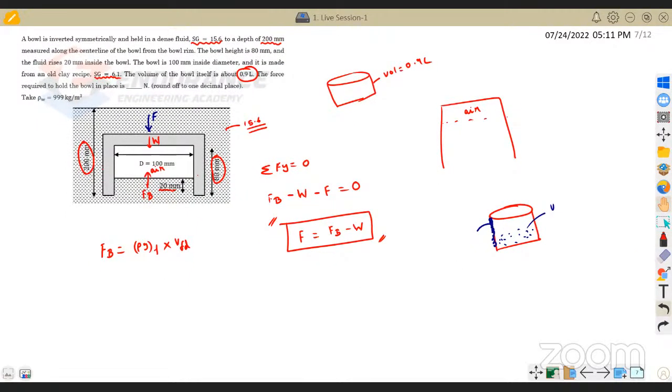Now here comes an interesting point to note. Density rho g of the fluid we can find out because specific gravity is given. They gave us the specific gravity. So if I want to find the density of the fluid, simply multiply the density of water by the specific gravity of the fluid. This is a basic one, right? The density of water is 1000, and if I multiply by 15.6, it will give me the density of the fluid. So no problem with the density of the fluid and also with the acceleration due to gravity.